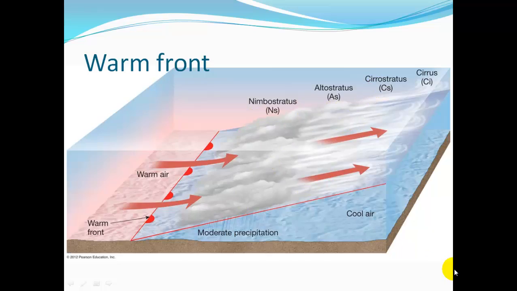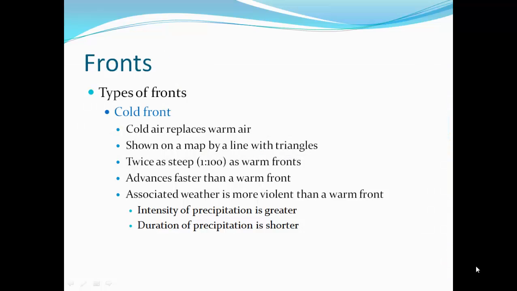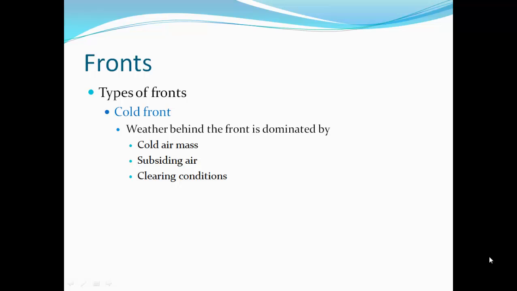A cold front, where the cold air replaces the warm air, is shown on a map as a line with triangles. The steep front advances faster than a warm front. Associated weather is more violent than a warm front. So the intensity of precipitation is greater, the duration of precipitation is shorter, and we find more thunderstorm activity. The weather behind the cold front is dominated by the cold air mass, subsiding air, and clearing conditions.